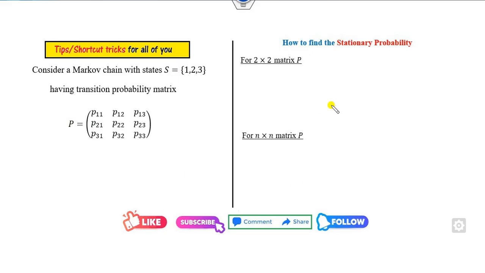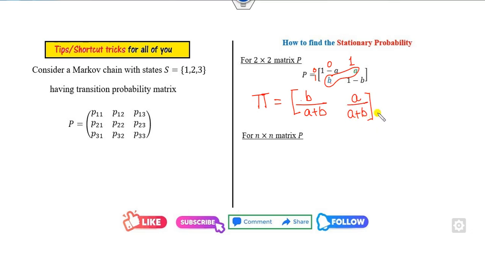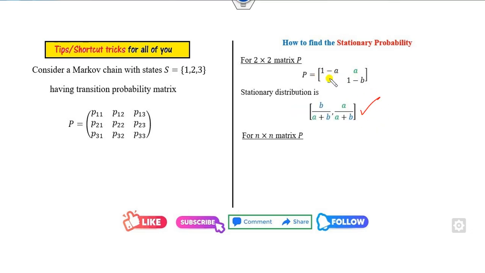Now, how can you find the stationary probability? That's very simple. If you have a 2 cross 2 matrix like this, because each row sum is 1, then the stationary probability is denoted by pi, which is written like this. This is my state 0, this is my state 1. The first one will be B over the total, and this will be A over the total. This is my stationary probability. Remember, it is always the diagonal sum.